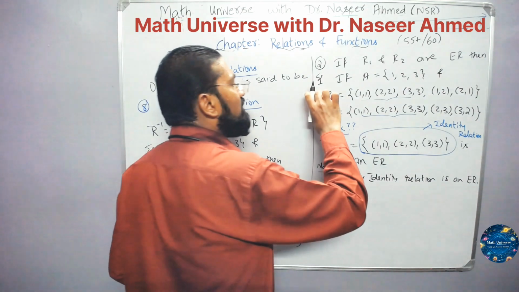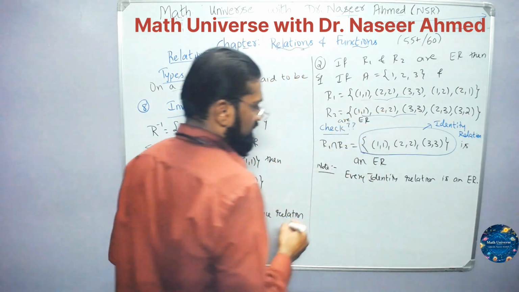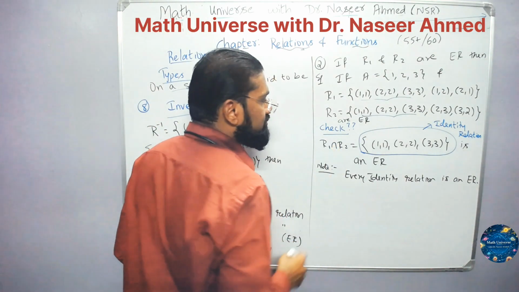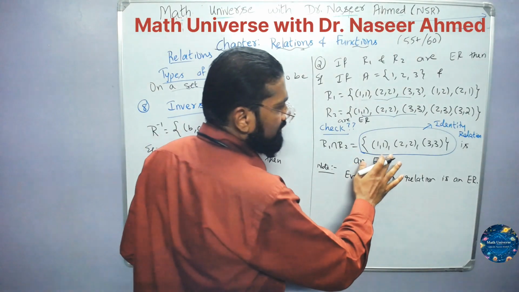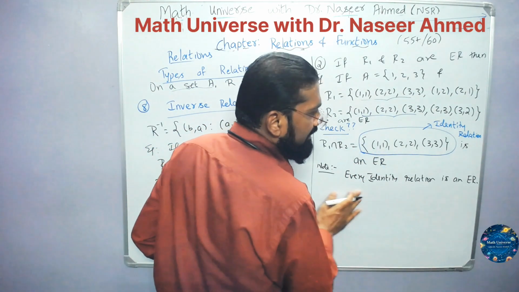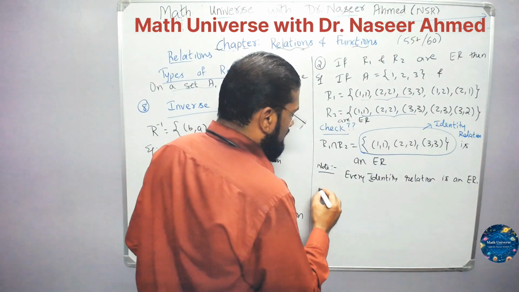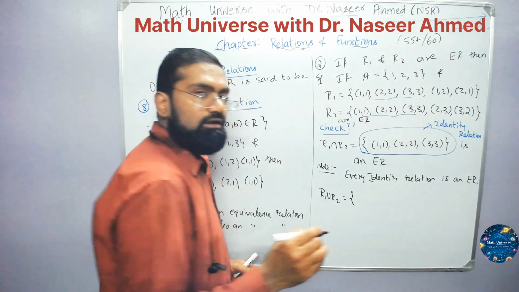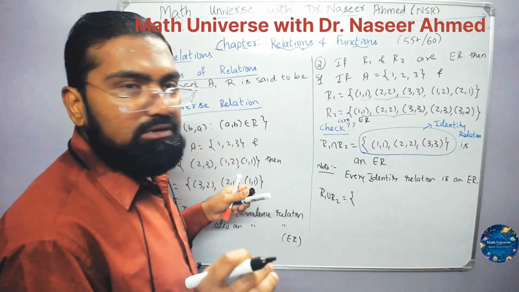Equivalence. Don't forget, R1 and R2 are equivalence relations we have taken. Now let us talk about union. Intersection we understood. Intersection is always an identity relation, and every identity relation is an equivalence relation. Now if I talk about the union, see union carefully. Union means writing common and uncommon once. So here we have ordered pairs. We should write common and uncommon ordered pairs only once.